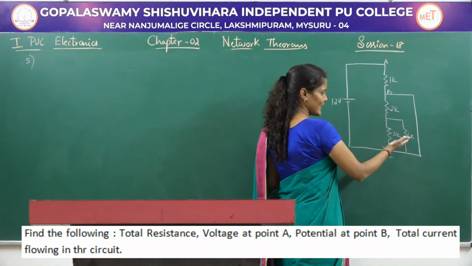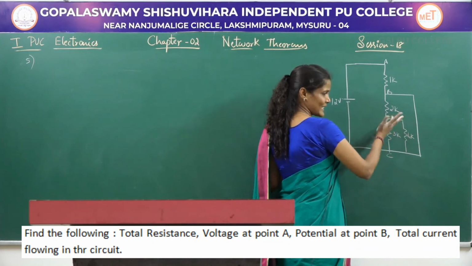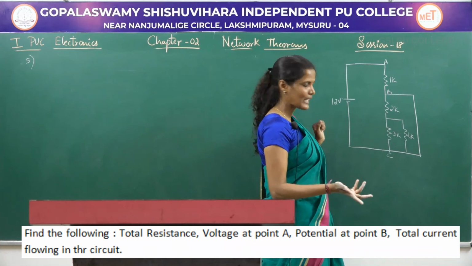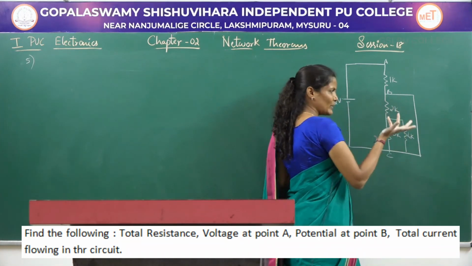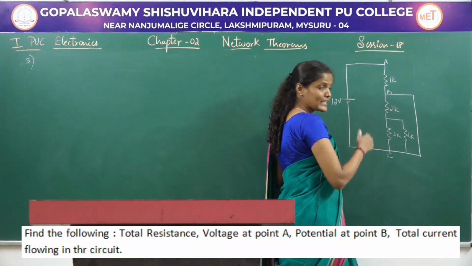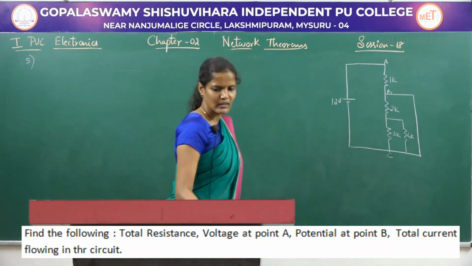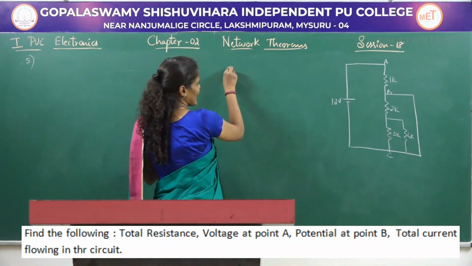After solving that 3k and 4k which are connected in parallel, I will be getting only one single resistance whose value I don't know because I have not calculated that. Then that particular resistance and this 2k will be connected in series. So in place of these two, I will be writing another resistor. So let us understand this with the diagram itself.